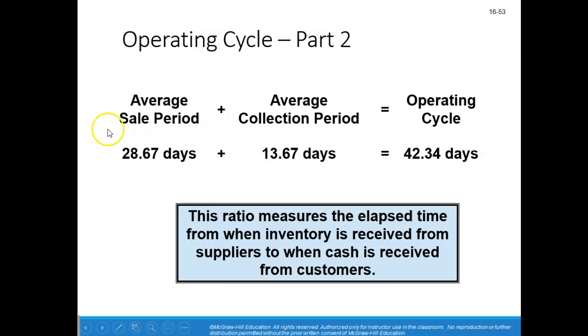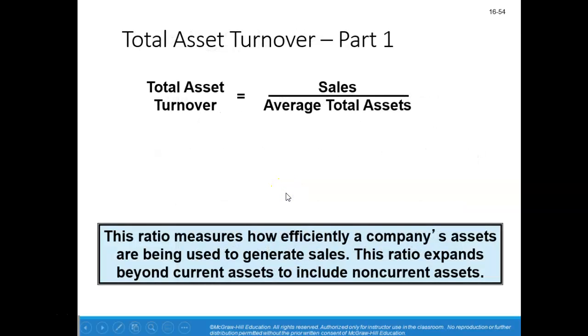So the sales period was 28.67 days. It takes us about 13.67 days to collect our receivables. When you add those together, it gives us an operating cycle of 42.34 days. That's the time it takes to sell inventory and collect the actual cash from our customers. The average operating cycle of this company is about 42.34 days. All right. The next ratio we focus on is our total asset turnover.